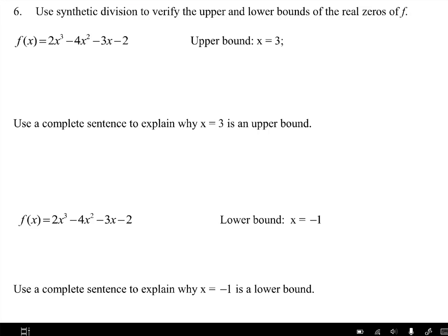Question number 6 is trying to point out one great thing that just happens to come from synthetic division, and that is verifying upper and lower bounds. Okay, so it's not hard to do, but then we need to put into words why it works that way.